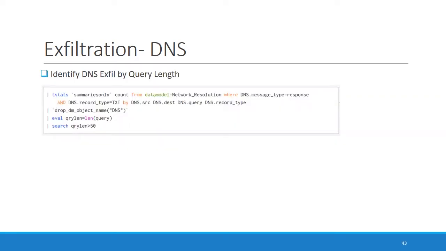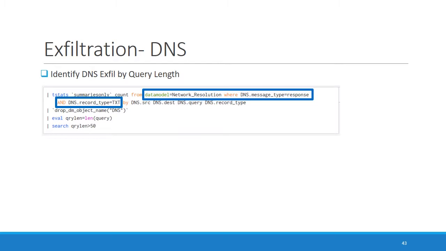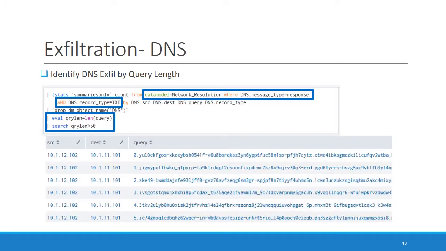For detection, we'll take a look at our network resolution data model at the fields response and text. And our search logic is basically identifying DNS query lengths greater than 50 characters. So when the attacker ran that DNS exfil, this was the resulting output, those 6 chunks of information encoded and caught via clear text over the wire.